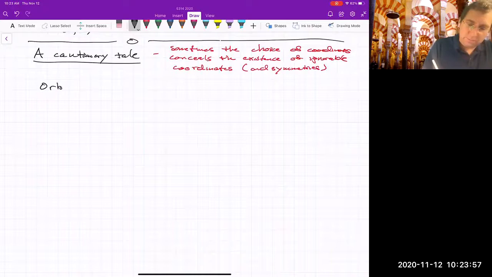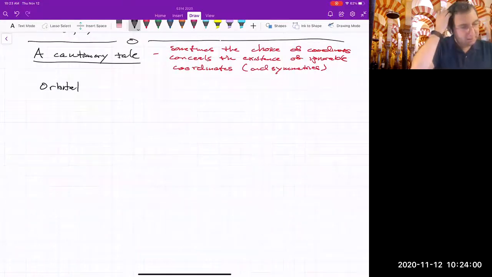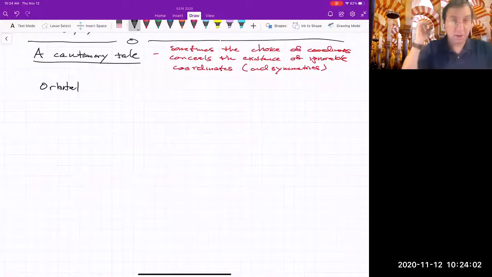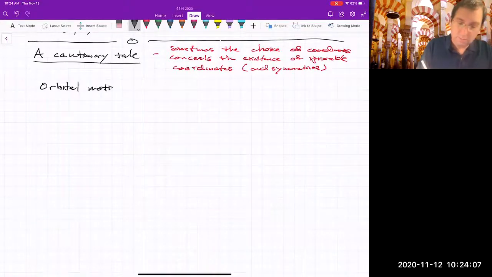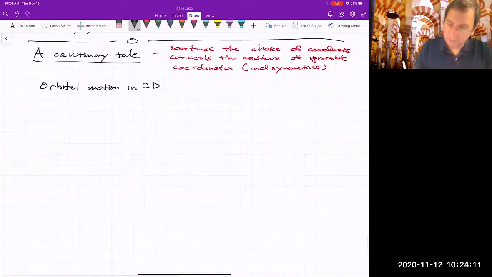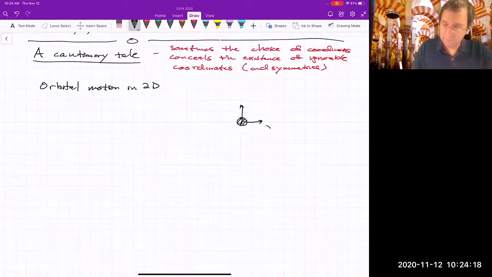So here's one. Thanks to Descartes, we're all enamored of Cartesian coordinates. So what about orbital motion in 2D? If I were to analyze orbital motion in 2D, so let's say I have a massive body here, and then I'll write them as X and Y directions. Here's a small mass. Think of this as a satellite moving around the Earth.